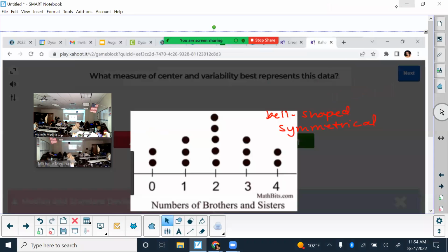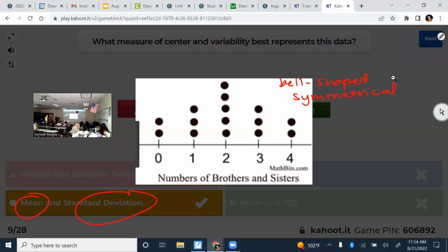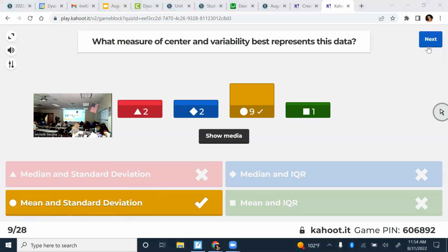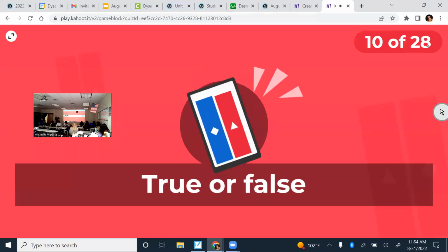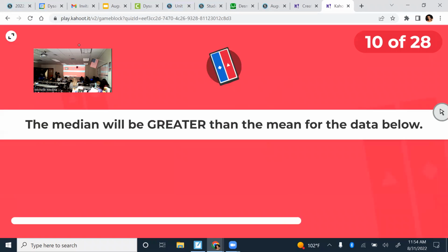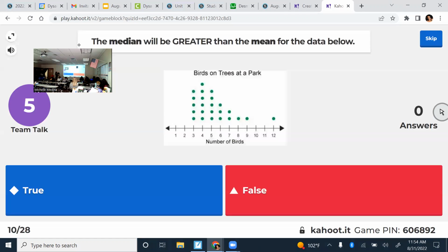All right, so then the next. The median will be greater than the mean for the data below. True or false?